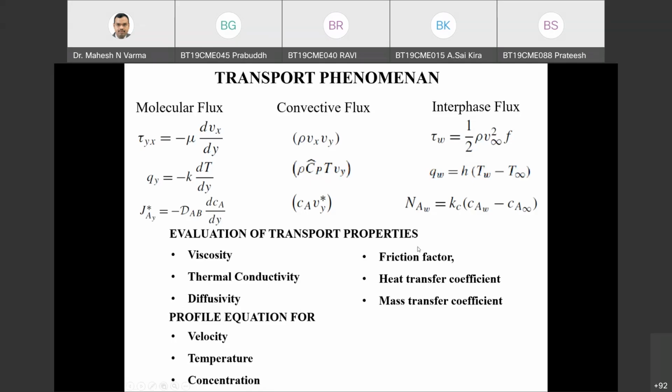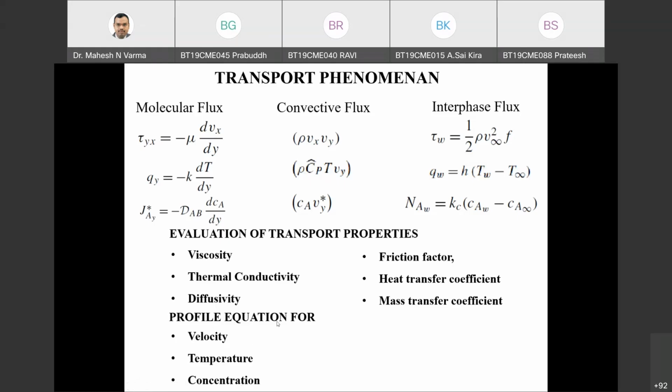10% of the remaining syllabus will be based on estimation of friction factor, estimation of heat transfer coefficient, and estimation of mass transfer coefficient. And the remaining 80% of the remaining classes will be devoted to the profile equations: velocity profile in momentum transfer, temperature profile in heat transfer, and concentration profile in mass transfer. This is what we are going to cover in the next, say, 30 classes.